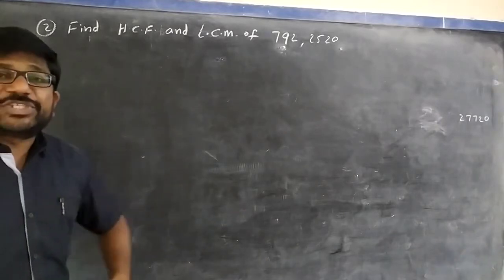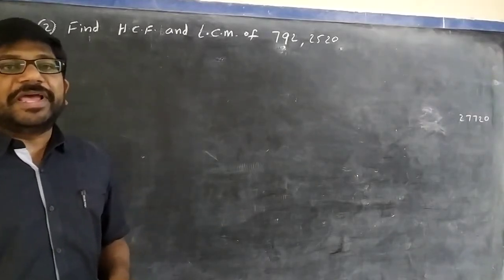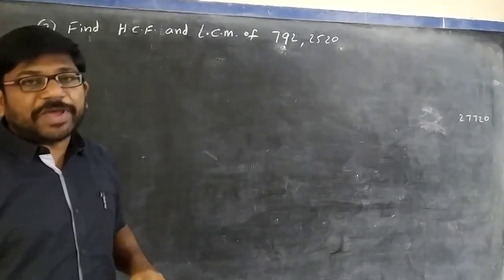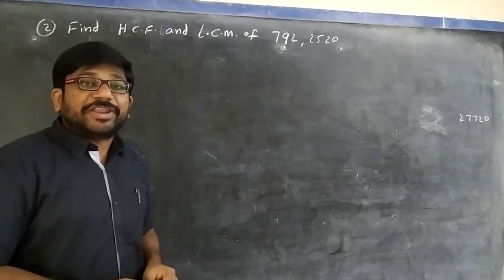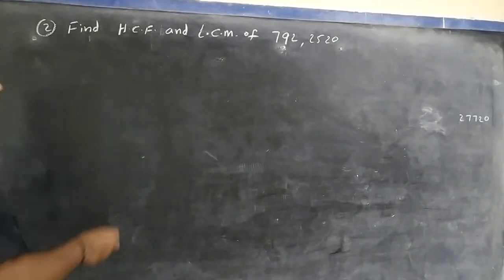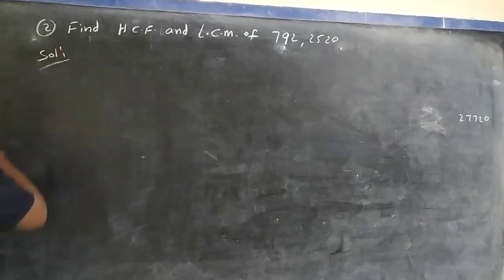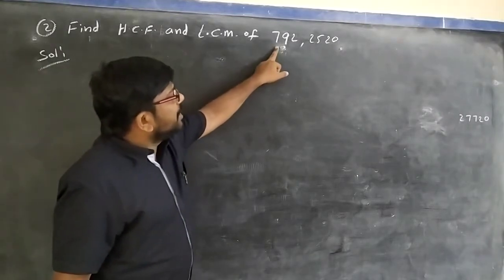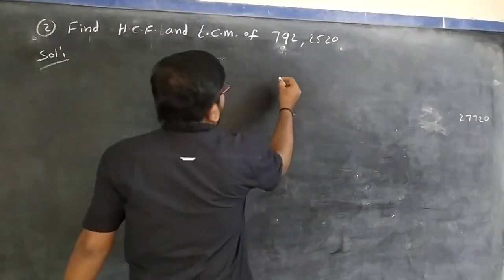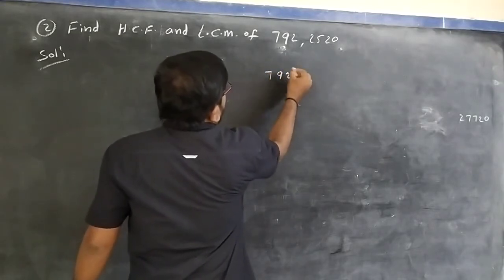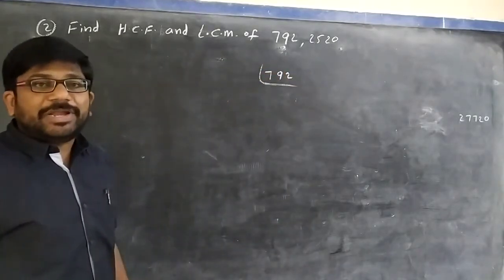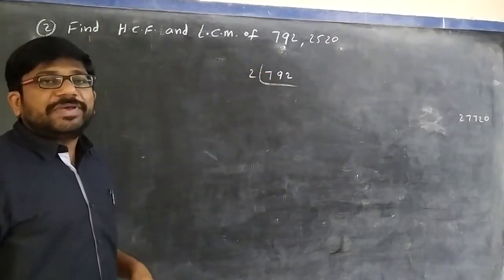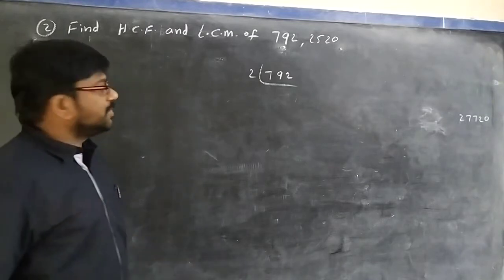Yes, let me do the next problem. Find the HCF and LCM of 792 and 2520 by using the prime factorization method. In this method, first you have to write the given numbers as the product of primes. The first number is 792. It is an even number, so it goes to 2. The first prime number is 2, divide with 2, otherwise 3, otherwise 5, like this.